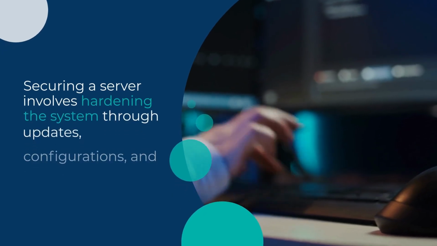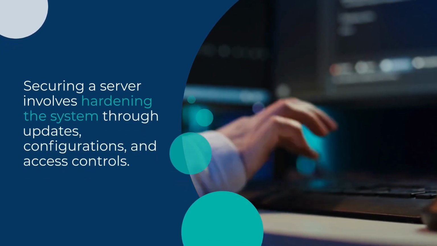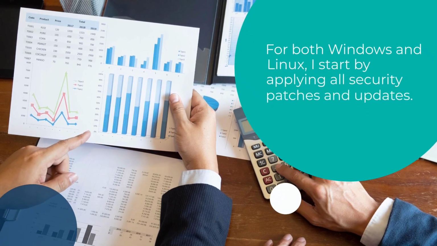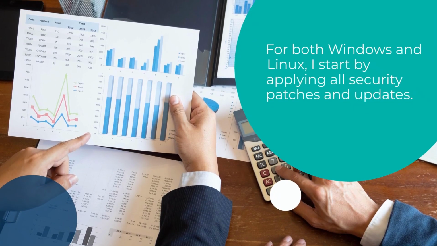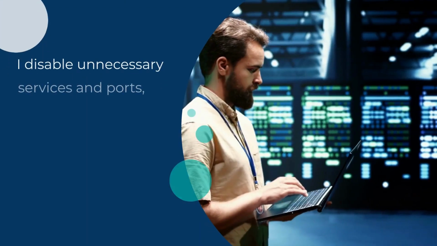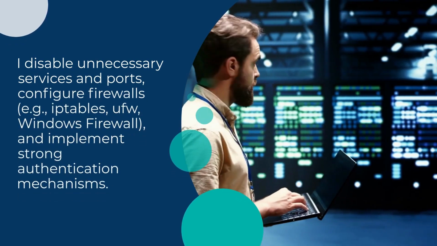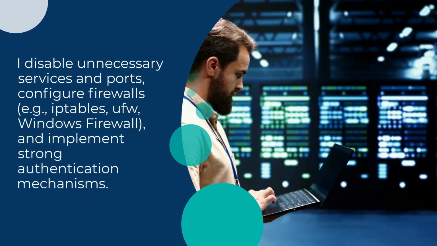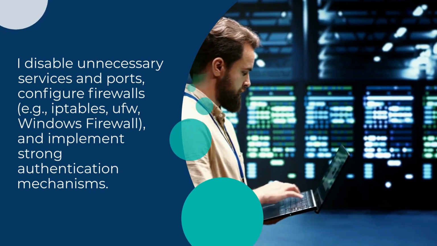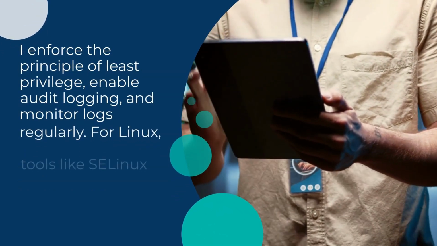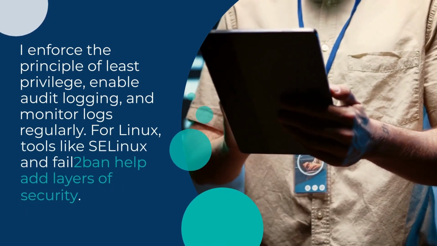Securing a server involves hardening the system through updates, configurations, and access controls. For both Windows and Linux, I start by applying all security patches and updates. I disable unnecessary services and ports, configure firewalls, e.g., iptables, UFW, Windows Firewall, and implement strong authentication mechanisms. I enforce the principle of least privilege, enable audit logging, and monitor logs regularly.